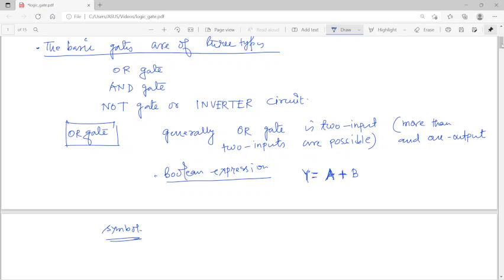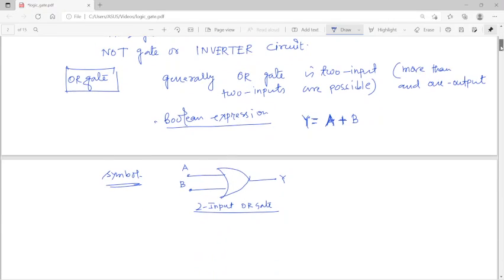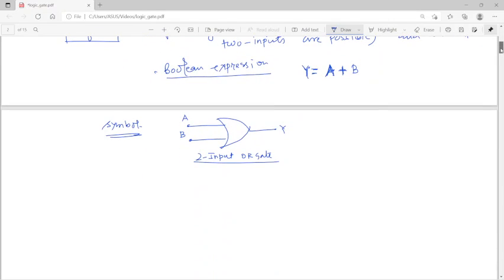So the symbols are also very important. The OR gate symbol looks like this, that means the OR gate is represented by that, and that is A, this is B. This is the symbol for representing the OR gate. This is a two input OR gate, but more than two inputs are possible.